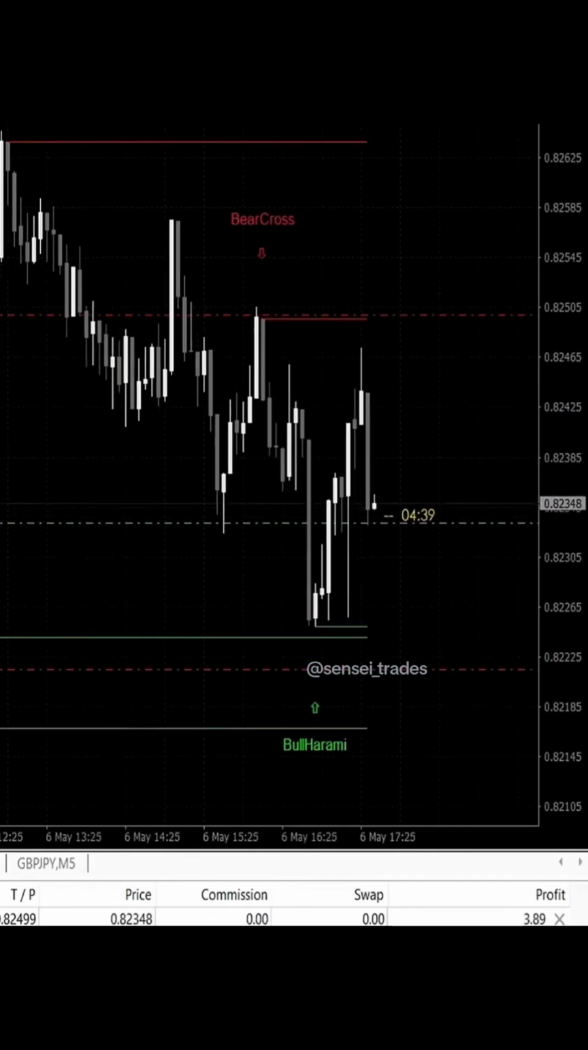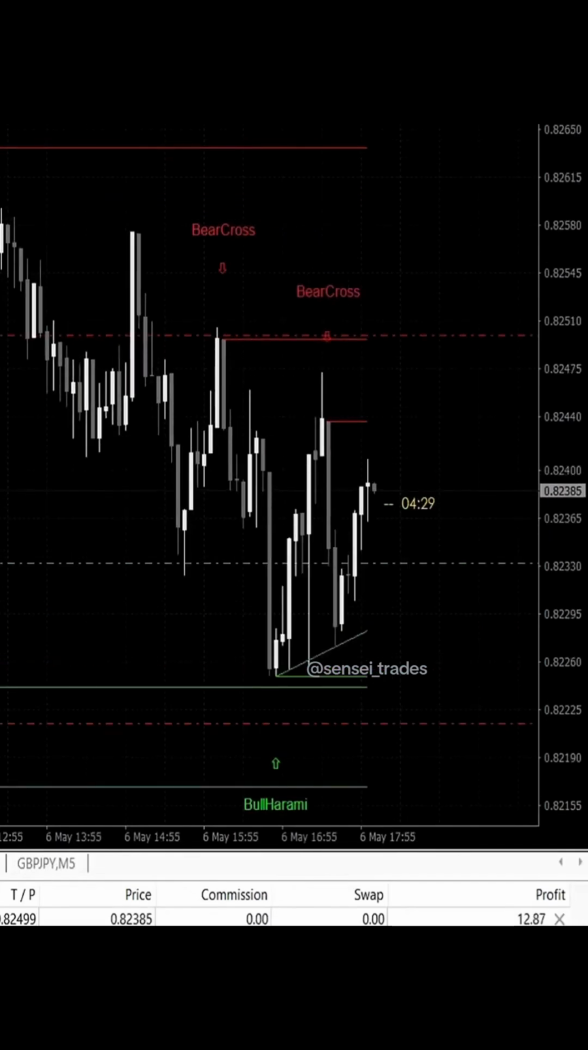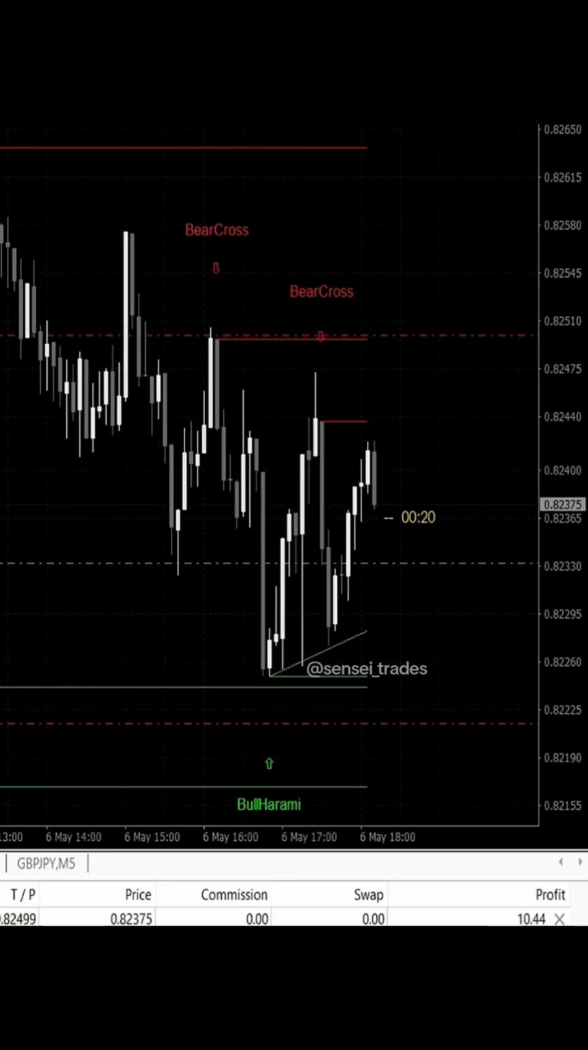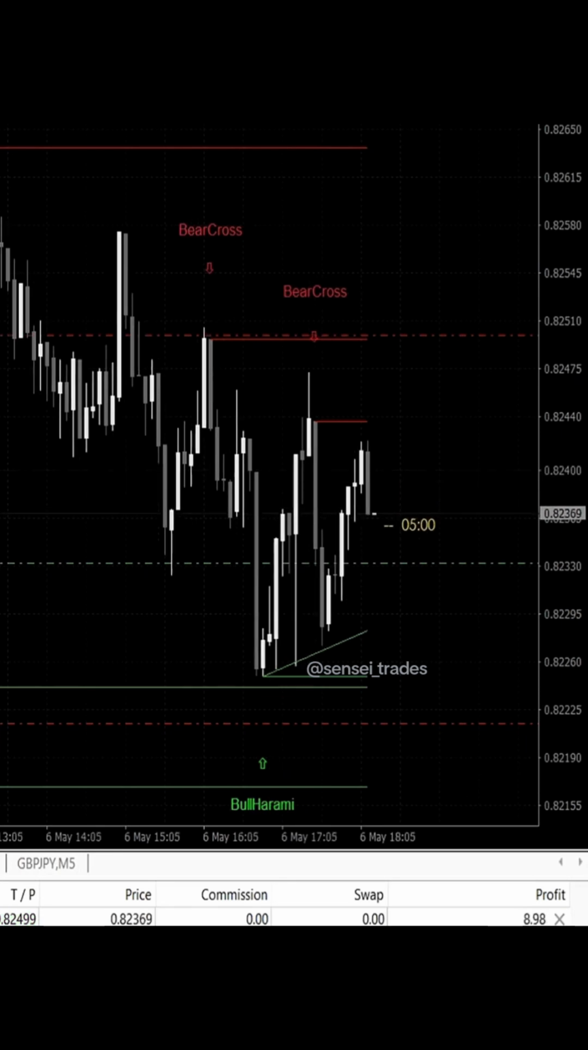Stop loss is placed just below the previous swing low, giving our trade room to breathe. Take profit is set at the next visible resistance level, which is a logical place where price may slow down or reverse. This kind of structure keeps our risk under control while allowing for solid reward potential. Now we let the trade play out and avoid overthinking. Remember, once your trade is placed with proper risk management, there's nothing more to do. Just let the market do its job.